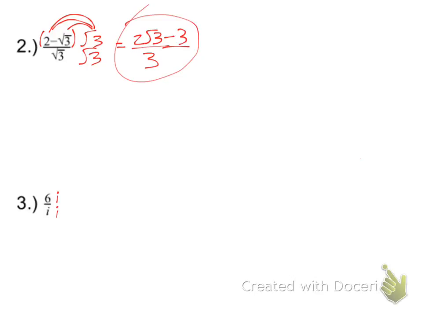So the top becomes 6i over i squared, which is negative 1. I can simplify that to be what? Negative 6i. Hoping that you guys are not finding this to be too bad.